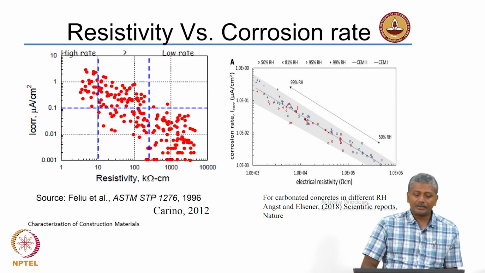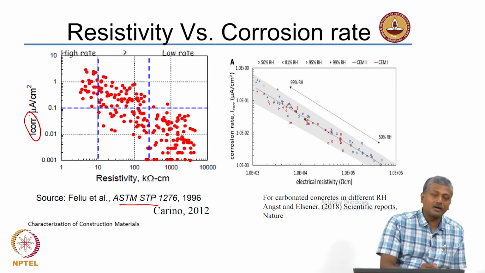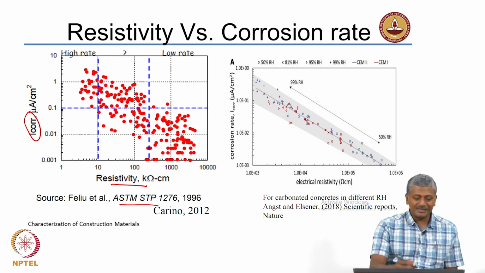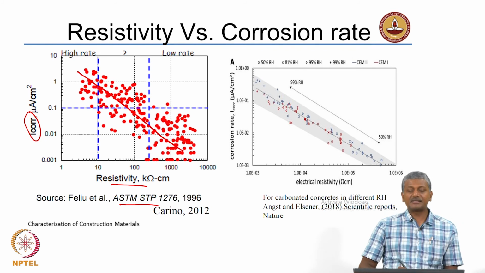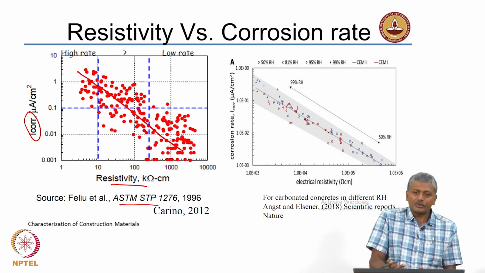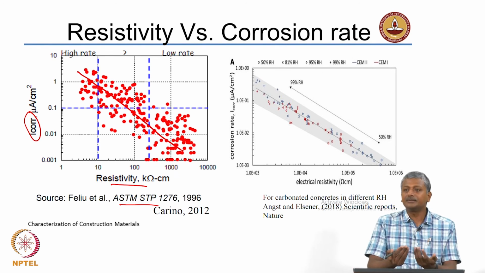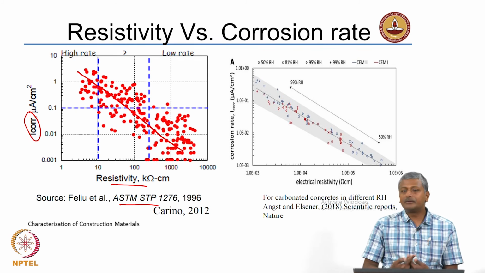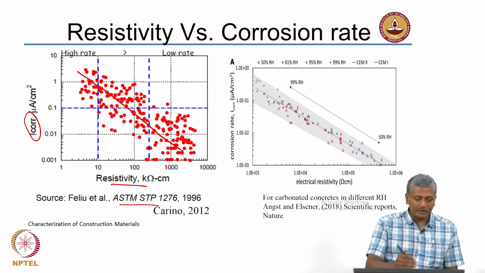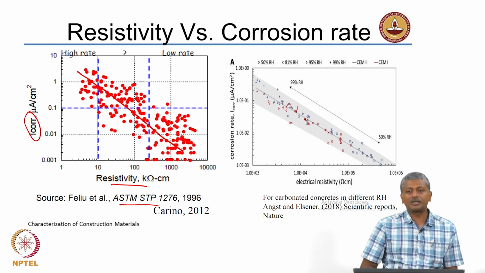Again, this is another picture from an ASTM special technical publication, which plots the corrosion current on the y axis versus resistivity of the concrete in kilo ohm centimeter. What you can see very clearly is a distinct trend: as the resistivity becomes more and more, the corrosion current in the concrete is less and less. That is only expected, because the higher the resistance, the greater the potential to resist the charge flow through the concrete. So the corrosion current reduces with increasing values of resistivity.